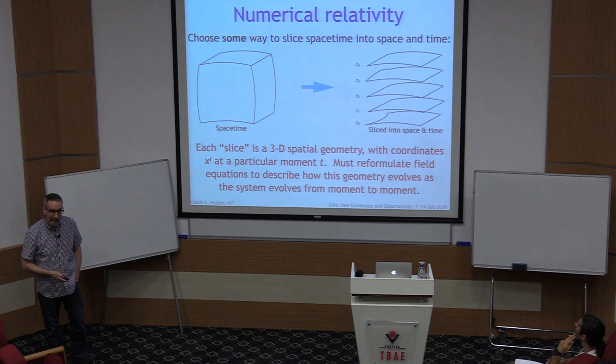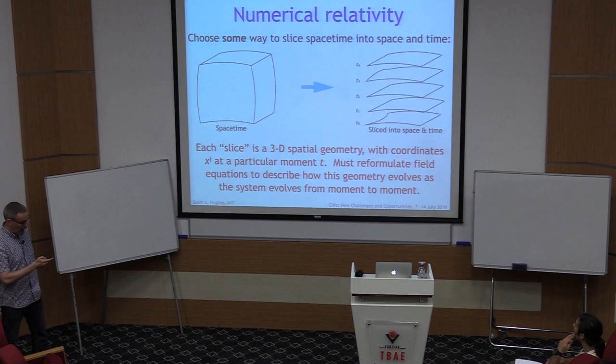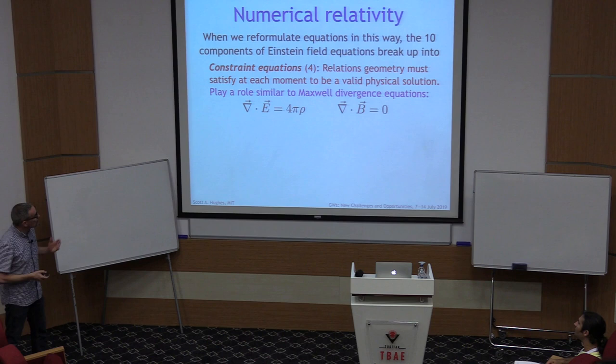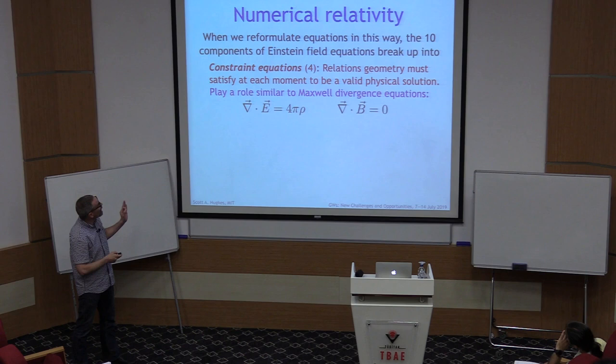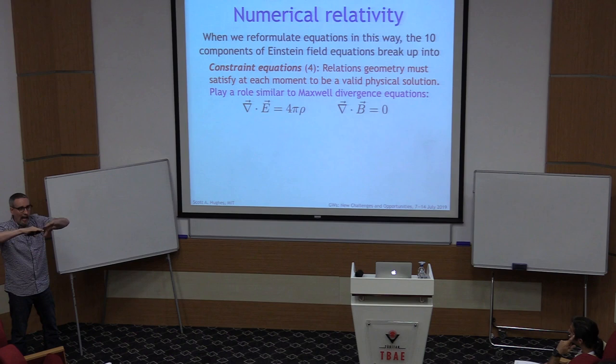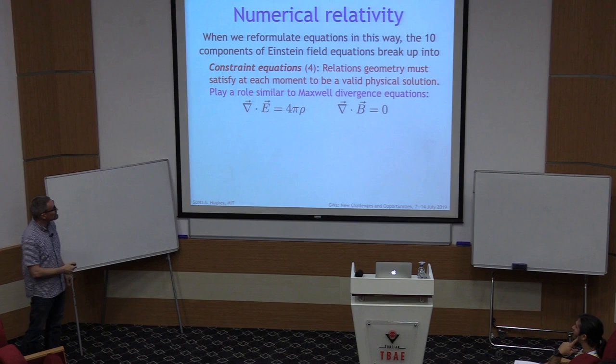And I believe you're going to hear a lot more about this in Luciano Rezzolla's lectures later this week. I will just comment that when you do this, there's again a nice analogy that can be made to the Maxwell field equations. When you break up the Einstein equations, which have 10 components, you find that 4 of them are what are called constraints, which tell us how the space-time geometry is constrained at every moment, how the different pieces of the space-time relate to each other on that moment of time.